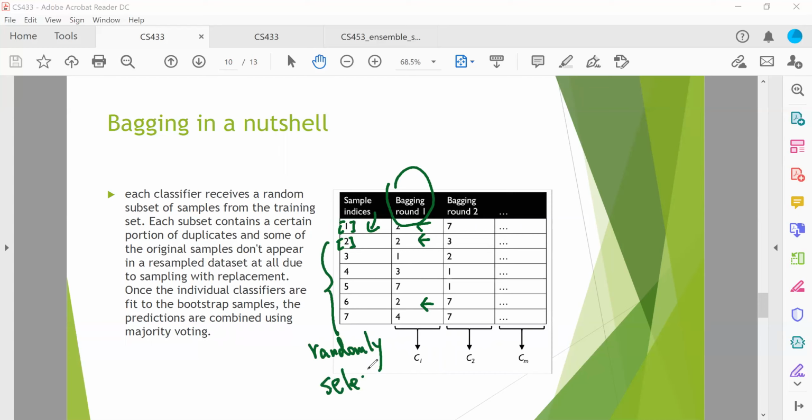Randomly select. Is it randomly select? But allow replacement. Allow replacement, so the second one repeats multiple times. Same thing for the second round. The first one repeats multiple times, and 7 also repeats multiple times. So this is a general idea about bagging. Okay.